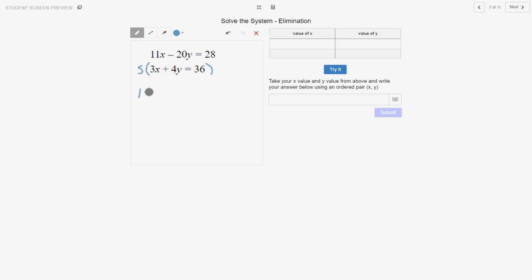So copy the top equation, 11x minus 20y equals 28. And then multiply each term by 5. So 15x plus 20y equals 180. My y's are going to cancel, and I'm going to be left with 26x equals 208.